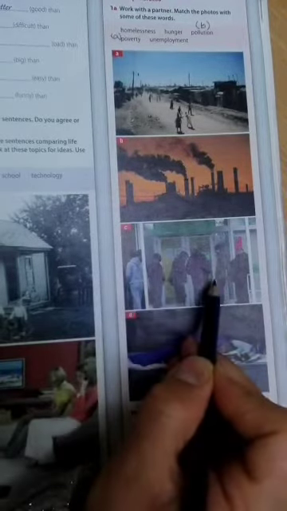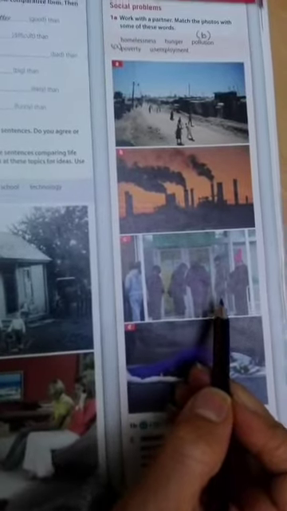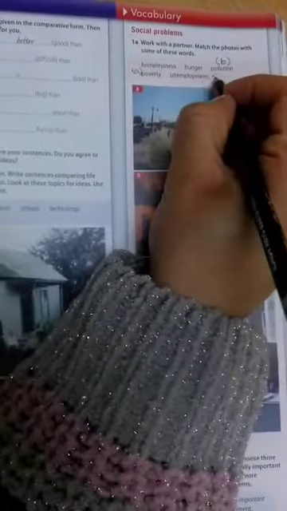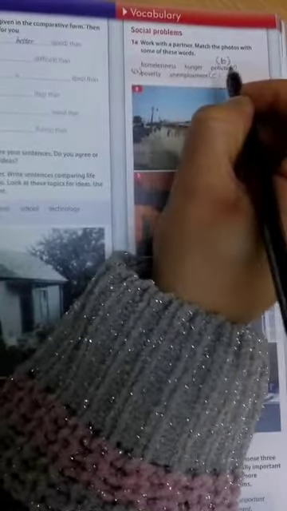C. What is written here is Job Center Plus. Can you see all these people who are standing in front of this office? They are searching for jobs. So they don't have jobs. And when people don't have jobs, what do we call this problem? Yes, it's unemployment.